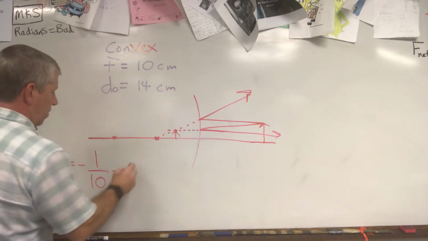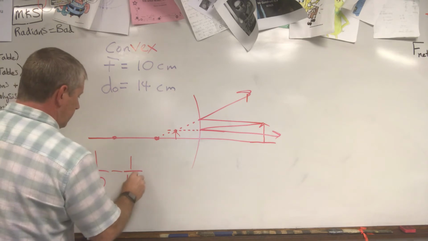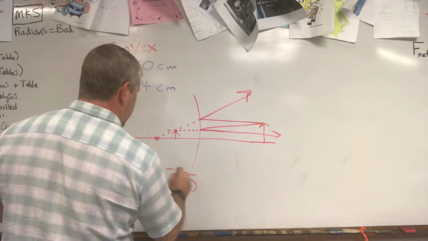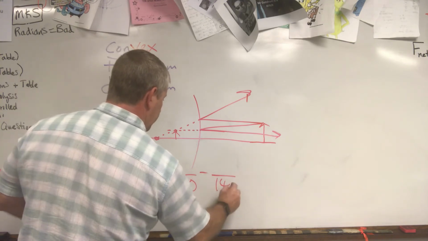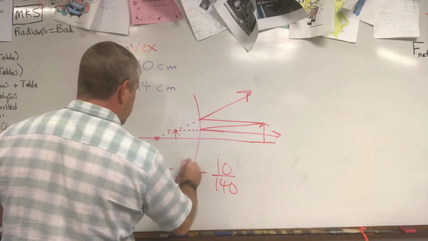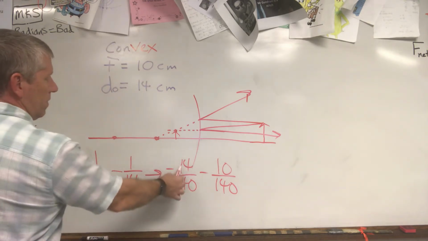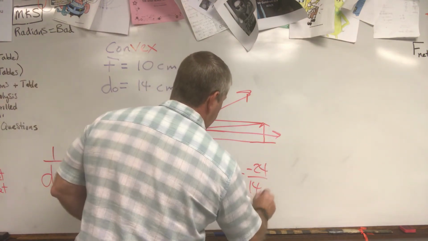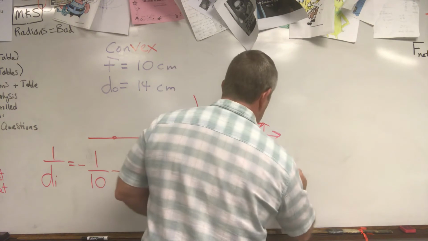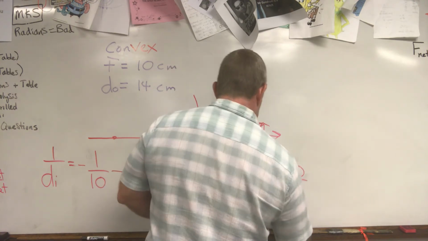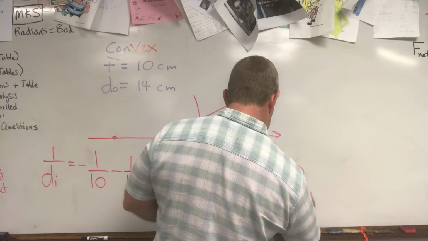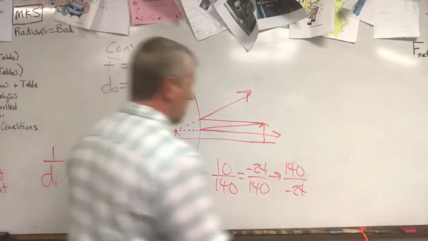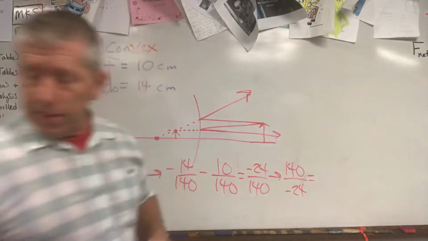So minus 1 over 14. Again, I'm going to use 140. Negative 140, that's 10. That's 14. So what do we get? Negative 14 minus 10 is negative 24 over 140. Flip that. So 140, negative 24 on the bottom. So we get 140 divided by negative 24. And that will give me di when I do this out.